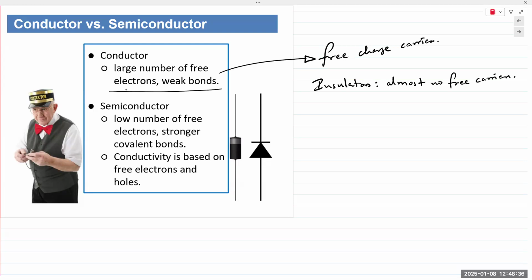And so if you introduce external elements into the atomic structure of a semiconductor, you can now create more free charge carriers than are originally present in that semiconductor. The semiconductor has some free charge carriers, but not enough to be considered as a conductor. So it has more than an insulator, but not quite as much as a conductor. Hence, semiconductor. Okay.